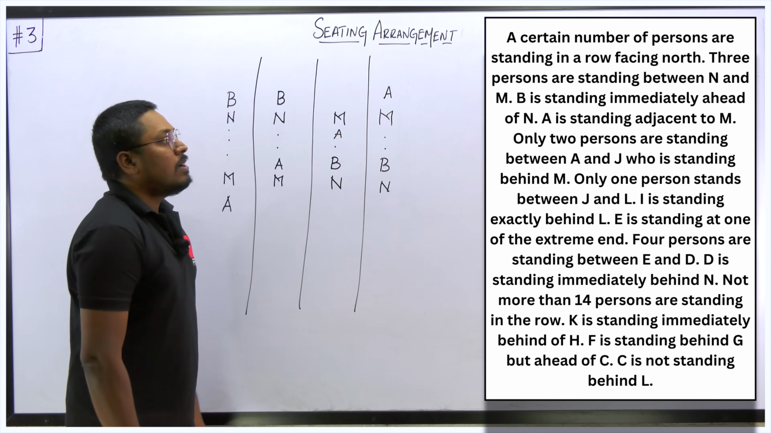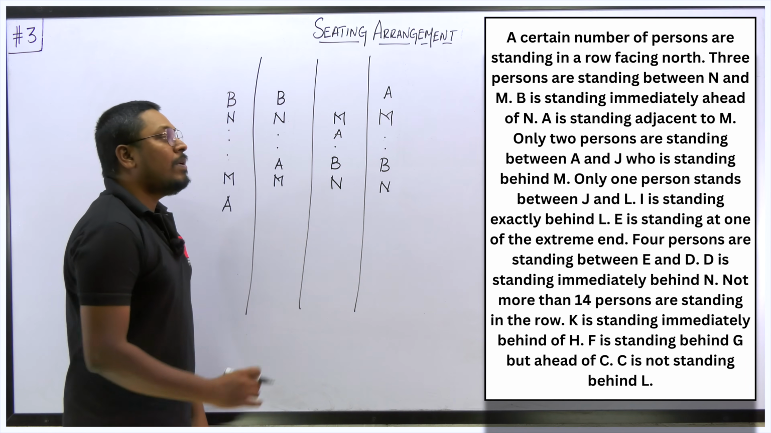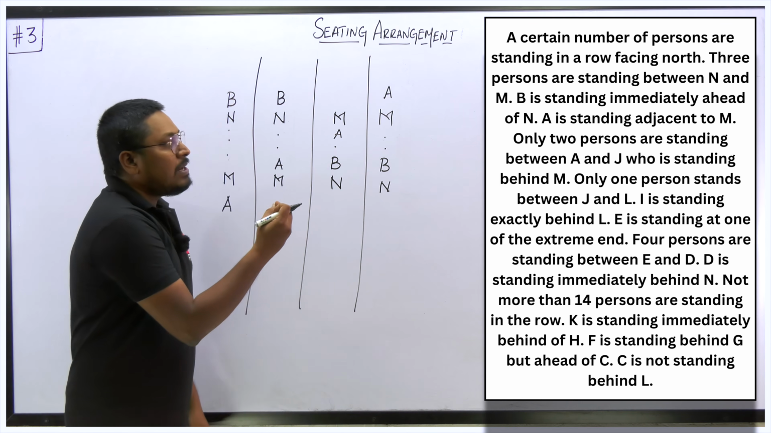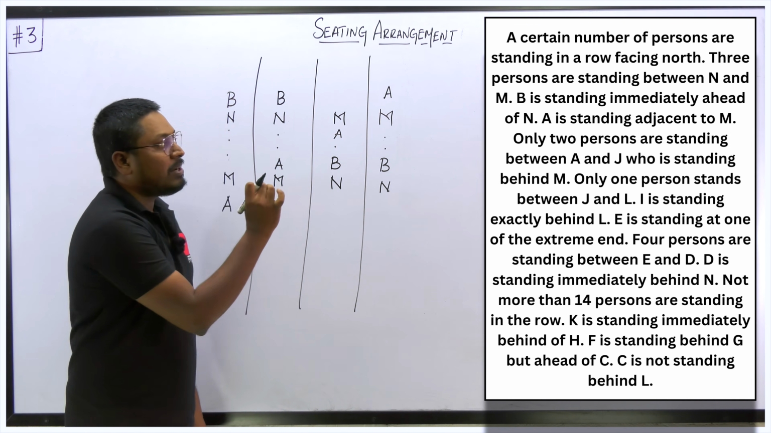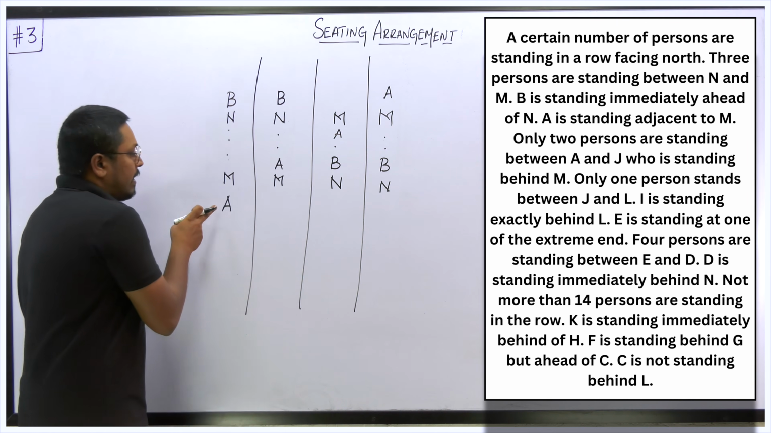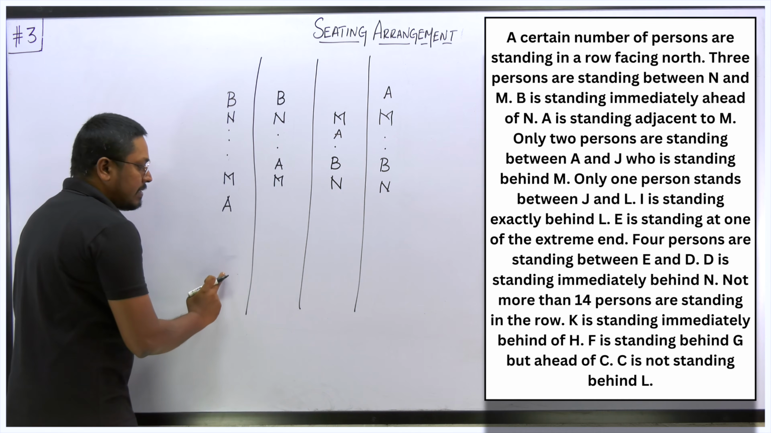So next point, only 2 persons are standing between A and J. Who is standing behind M? Behind will be back of M, right? So now the point here is only 2 persons are standing between A and J. So between A and J, there should be a gap of 2. So here A, 1 and 2, this can be J, or else 1 and 2, this can be J.